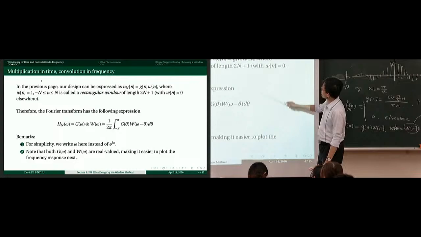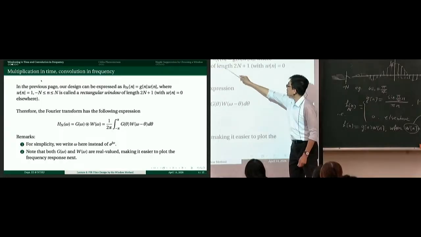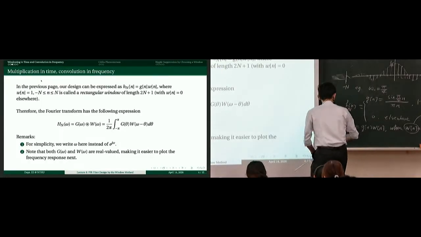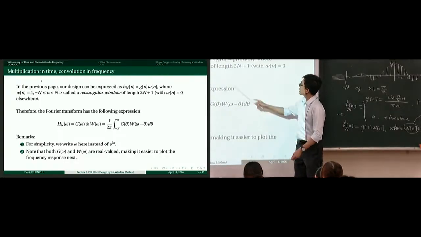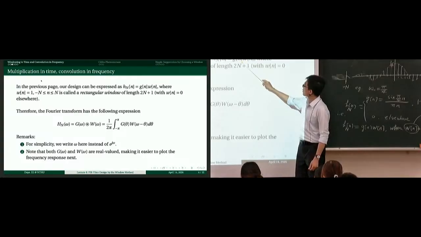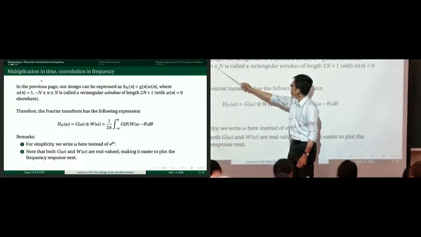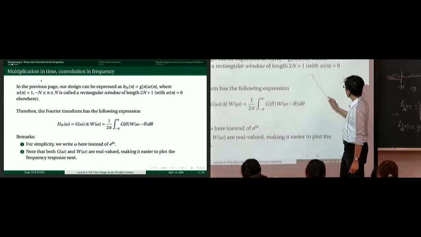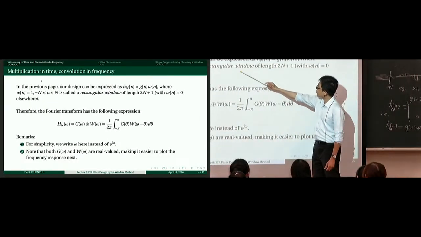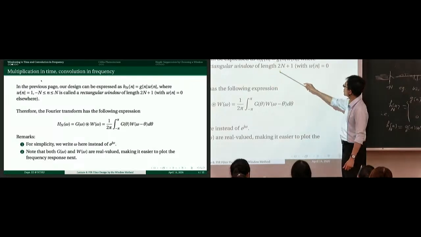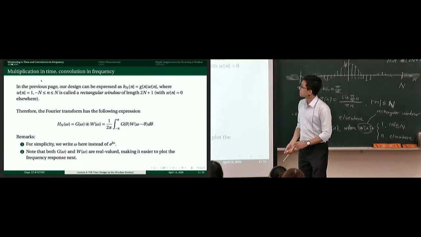Okay, so let me read the slide. In the previous page, our design can be re-expressed as H, our design, equals the product of our ideal response times the window function, where W is 1 in that range and 0 elsewhere. This window is referred to as a rectangular window. Its length is 2N plus 1. And they multiply in time.